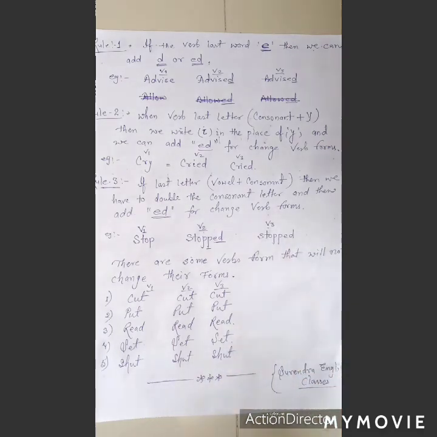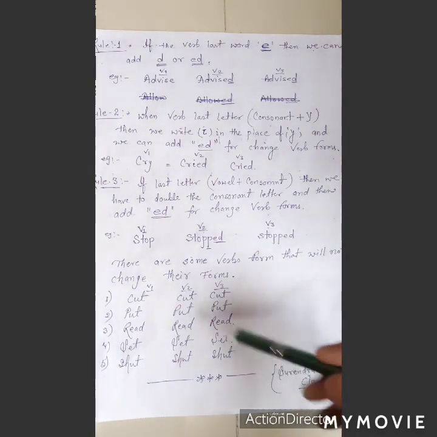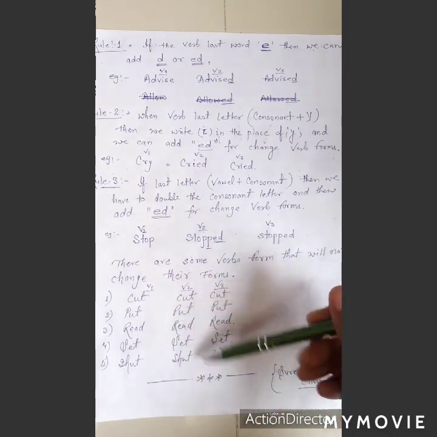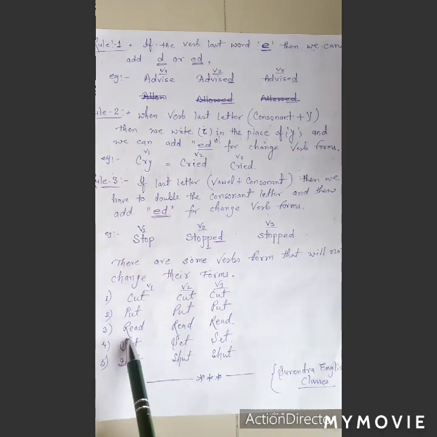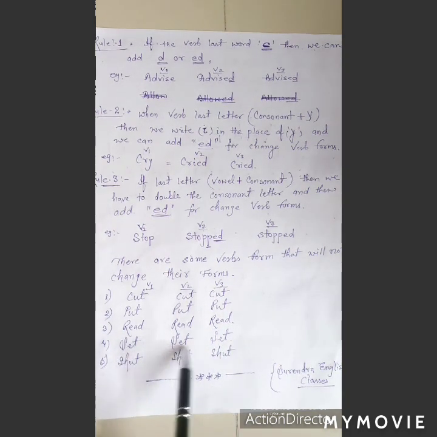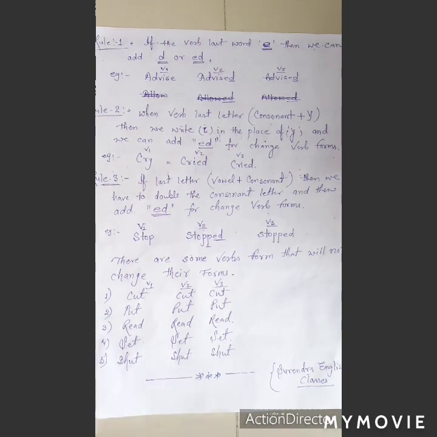The last one is that there are some verbs that will not change their forms, and you can also say these are irregular verbs, because we can't use d or ed with irregular verbs. These are some verbs that do not change their forms: cut, cut, cut; put, put, put; read, read, read; and set, set, set.